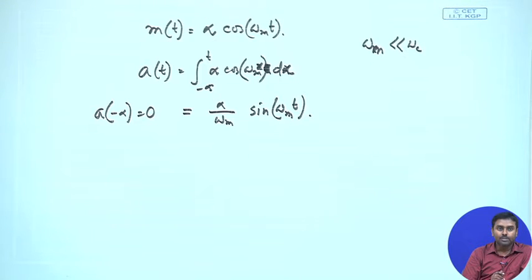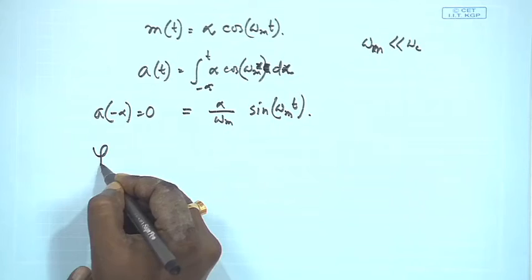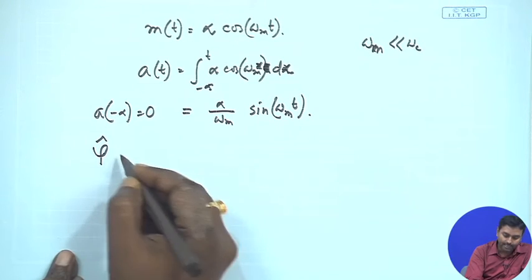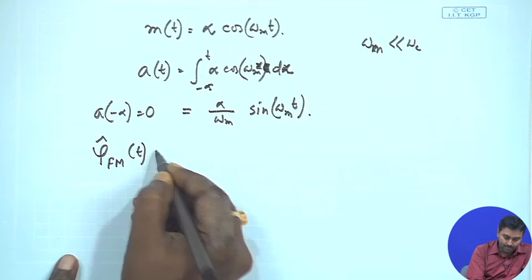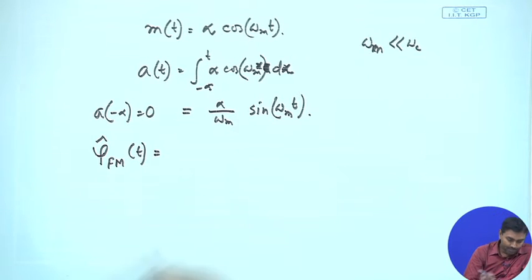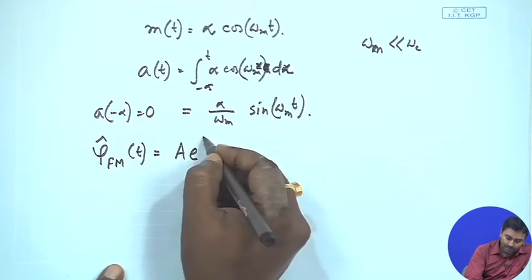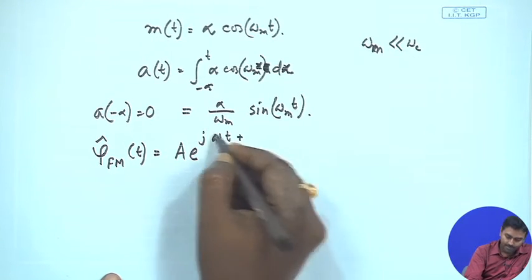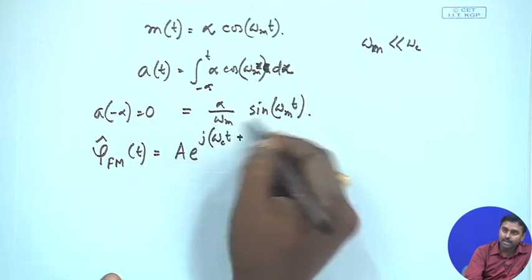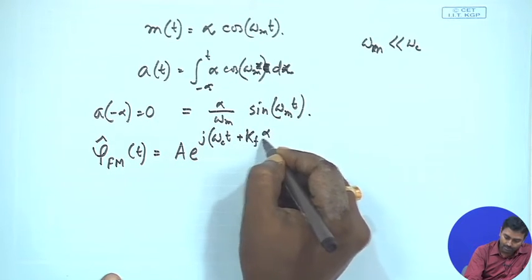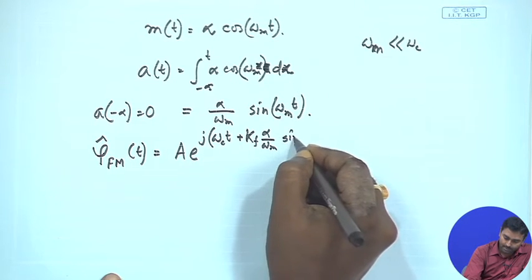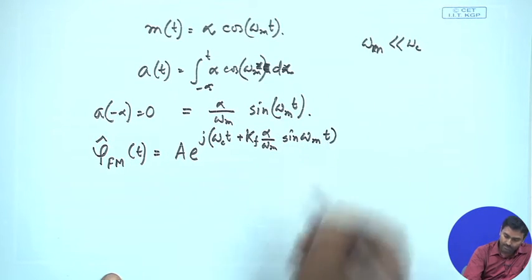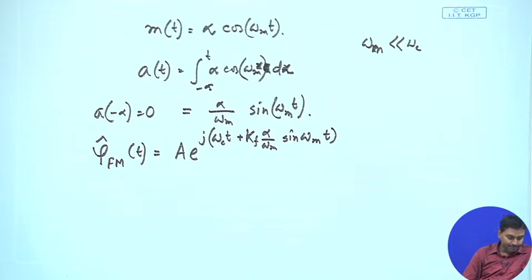So, now I wish to evaluate the bandwidth of it. What I will do is first go to the actual FM signal. So, let us do it the way I have done, that psi hat FM t. Let us try to evaluate this part. So, this is actually A e to the power j omega c t plus kf into this a(t), so kf into alpha divided by omega m sin omega m t, right. I can write it this way.